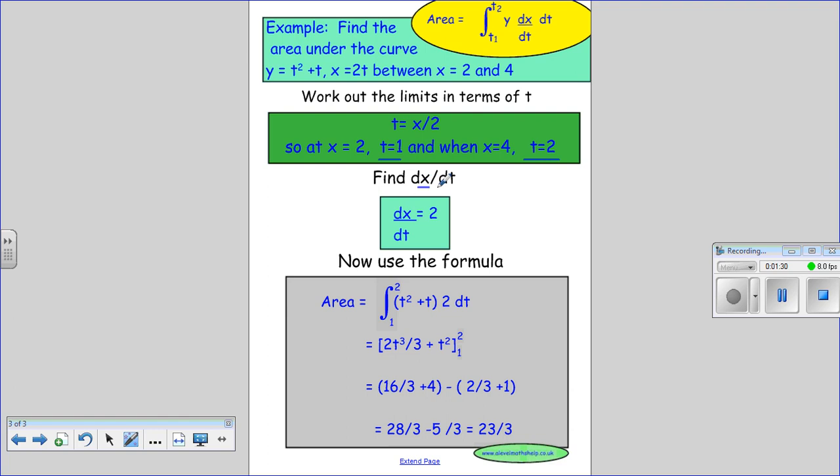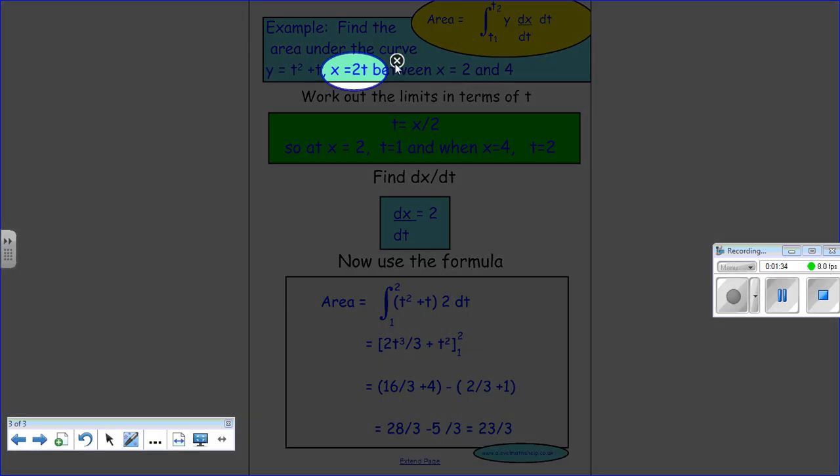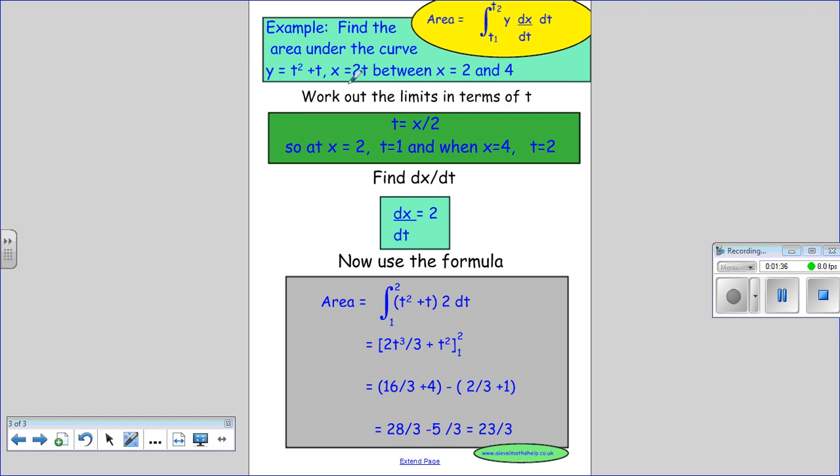I then need to find dx by dt. So I just look at this equation here, and I differentiate with respect to t. So that just gives me the 2. And then I shove everything in the formula up here. So I put in my limits, the integral between 1 and 2. I put in my y, there's my y. I put in my dx by dt, there's my dx by dt.